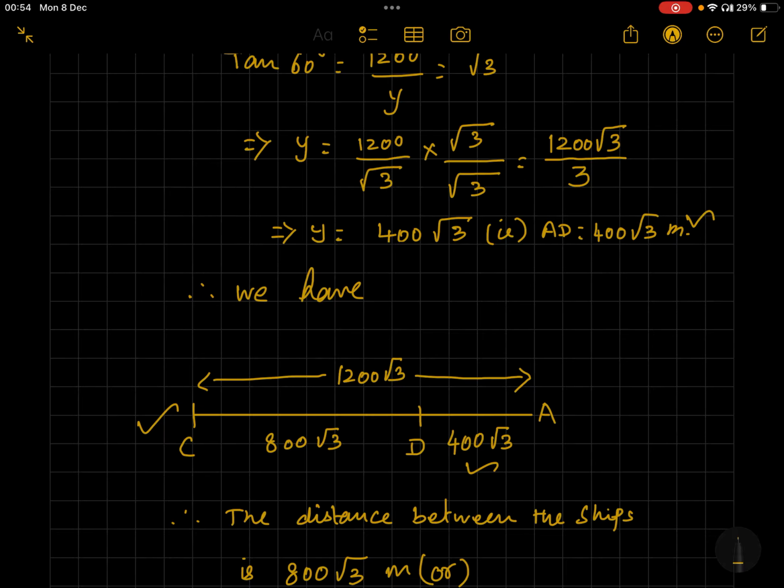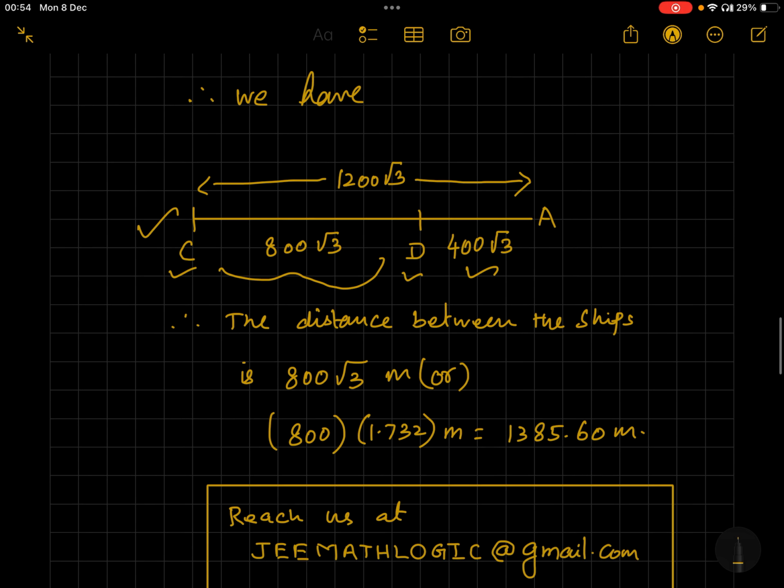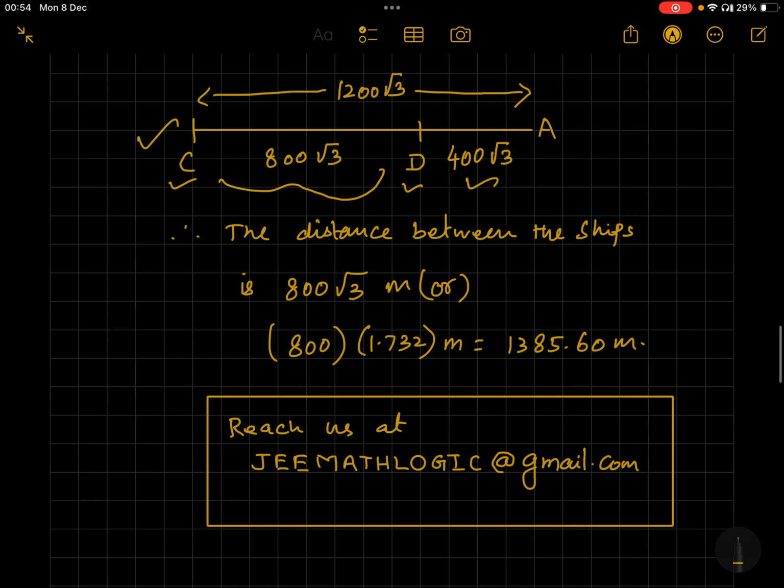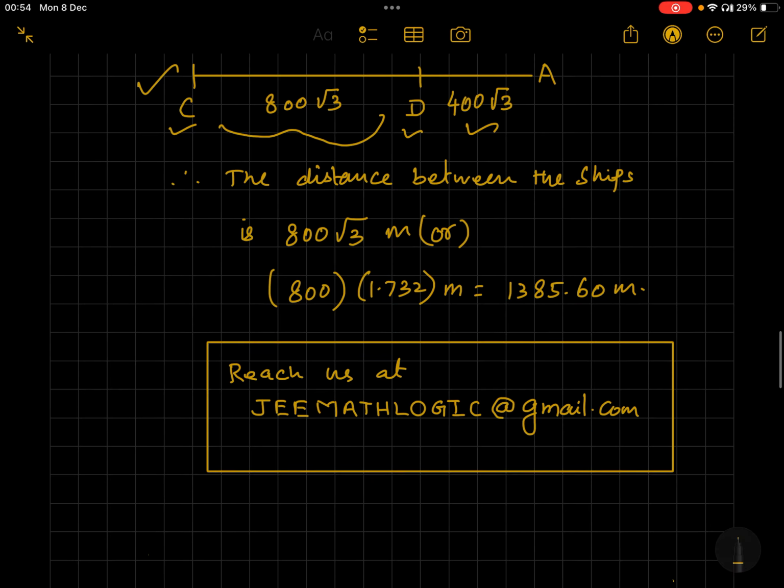And what we need is the distance. C is the point of one ship, and D is the point of the other ship. The distance we need is 1200 root 3 minus 400 root 3, which is 800 root 3. That's all, the problem is solved. No complicated diagrams, no complicated visuals. So the distance between the ships is 800 root 3 meters, or substituting root 3 with 1.732, you get 1385.60 meters as the answer.